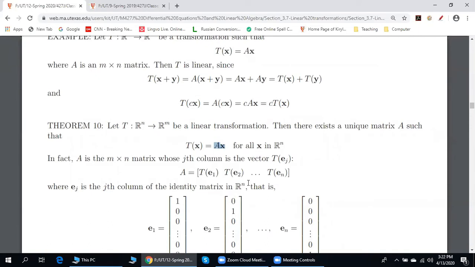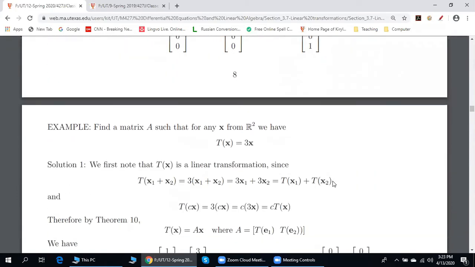Moreover, theorem 10 gives us an explicit formula for A. Column number 1 is T of e1, column number 2 is T of e2, and so on. Column number n is T of en. Example. Let us consider the following transformation from R2 to R2. Input is x, output is 3x.